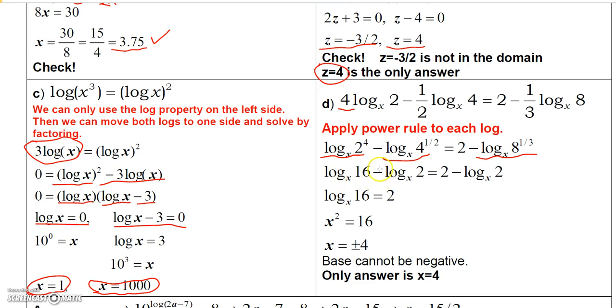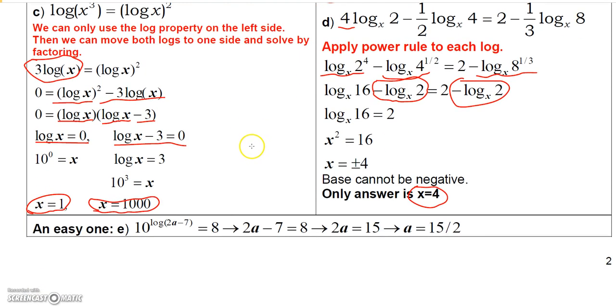Now, these two terms here actually will cancel each other out. Minus log 2 base x on both sides. If you add log of 2 base x to both sides, it'll just cancel both these terms out. And so you'll just get log of 16 base x on the left, and then 2 on the right. And then finally, we can convert this to exponential form and get x squared equals 16. And then if you solve that equation, you'll get that x equals plus or minus 4. But since the base cannot be a negative number, the only answer that works is x equals 4.